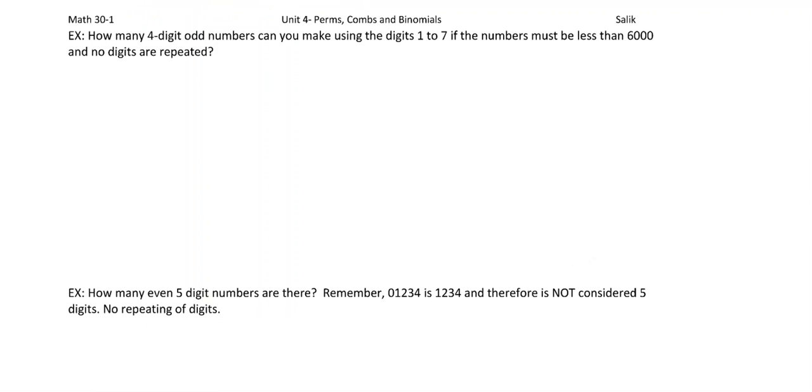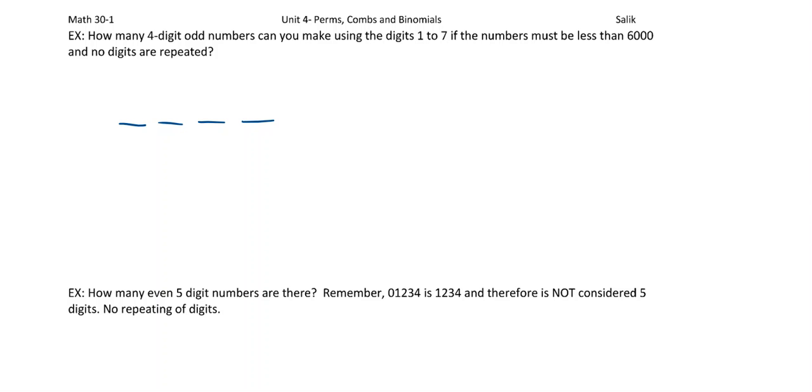All right, a couple tricky ones for the end here. This one says, how many 4-digit odd numbers can you make using the digits 1 to 7 if the numbers must be less than 6,000 and no digits are repeated? There's a lot of restrictions happening there, right? Let's make our spaces. So 4 digits, so let's make 4 blanks. Let's figure out piece by piece what we're dealing with here.